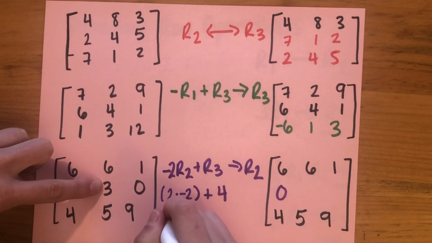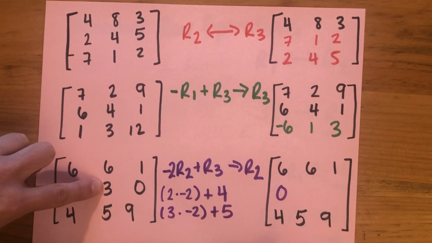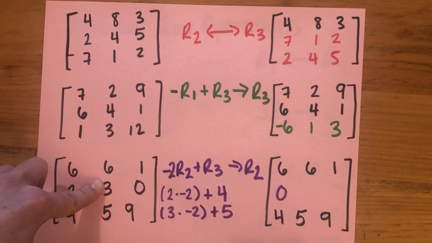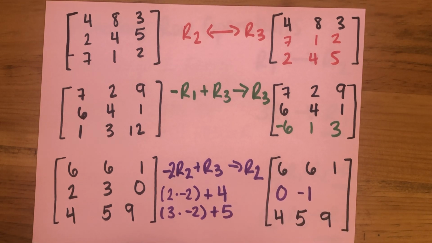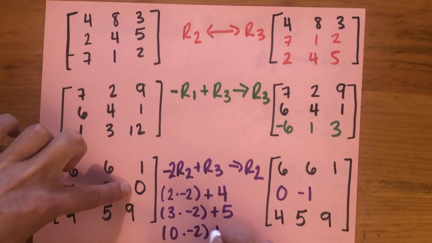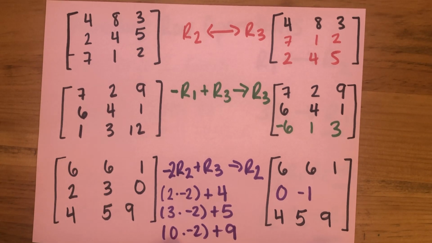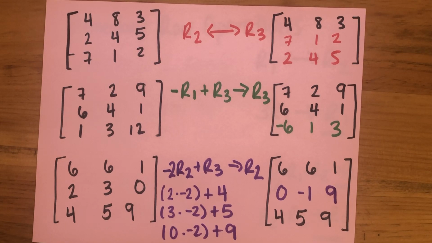Now we do 3 times negative 2, add it to 5. 3 times negative 2 is negative 6. Negative 6 plus 5 is negative 1. And then we do 0 times negative 2 plus 9. 0 times negative 2 is 0. 0 plus 9 is 9. So again, our 3 operations.